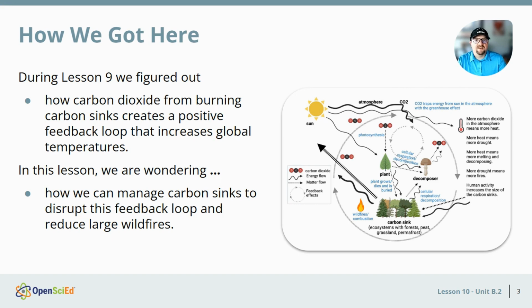During Lesson 9, our students modeled how carbon dioxide from burning carbon sinks creates a positive feedback loop that increases global temperatures. In this lesson, the focus shifts as we wonder how we can manage carbon sinks to disrupt this feedback loop and reduce large wildfires. We'll be using the Lesson 9 consensus model, which highlights these feedback effects, as a visual anchor to start our next step.